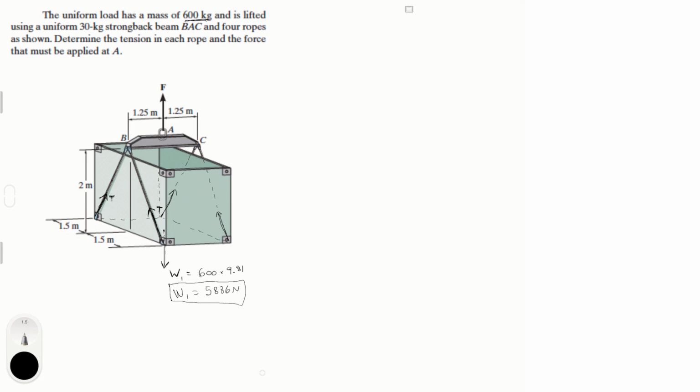So this problem is divided into two parts. First, we're going to do the bottom load being lifted by the tensions and brought down by the weight, and then we're going to do the second part, which is the one about the beam. So you'll see in a second.